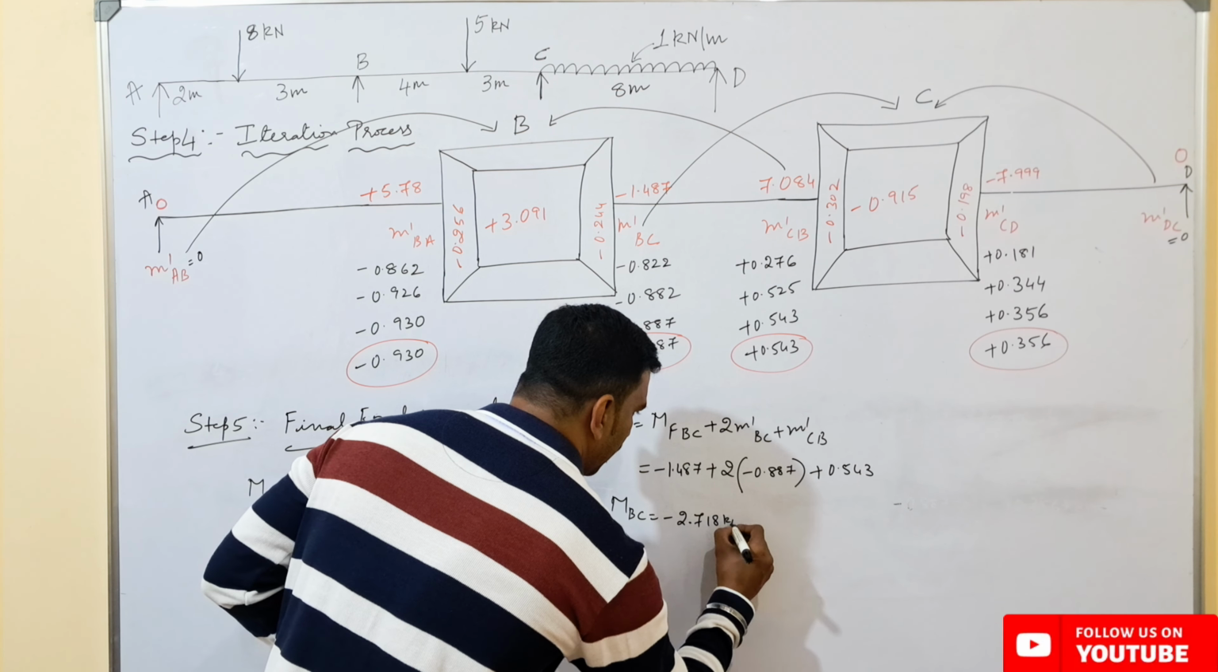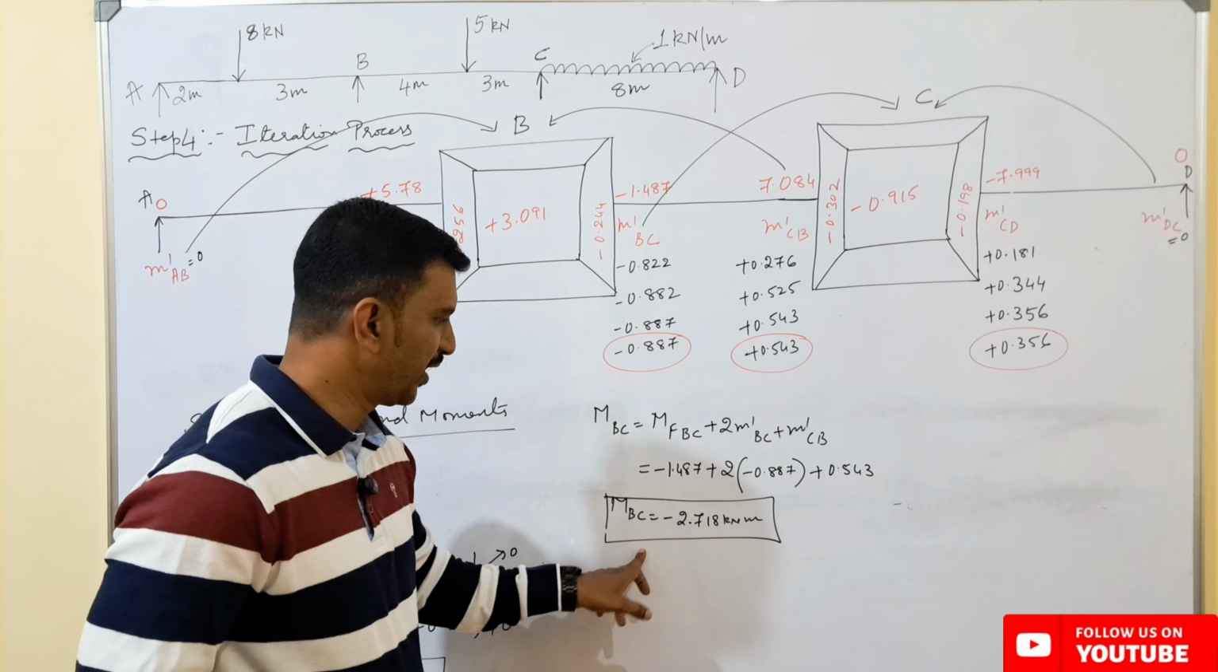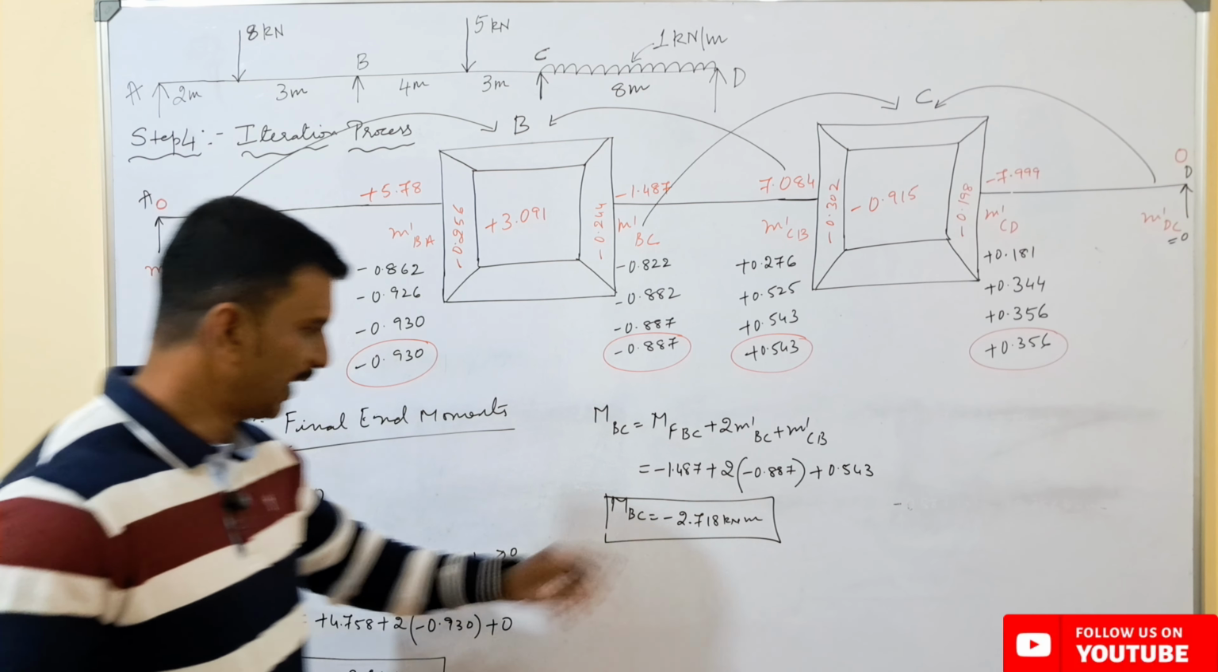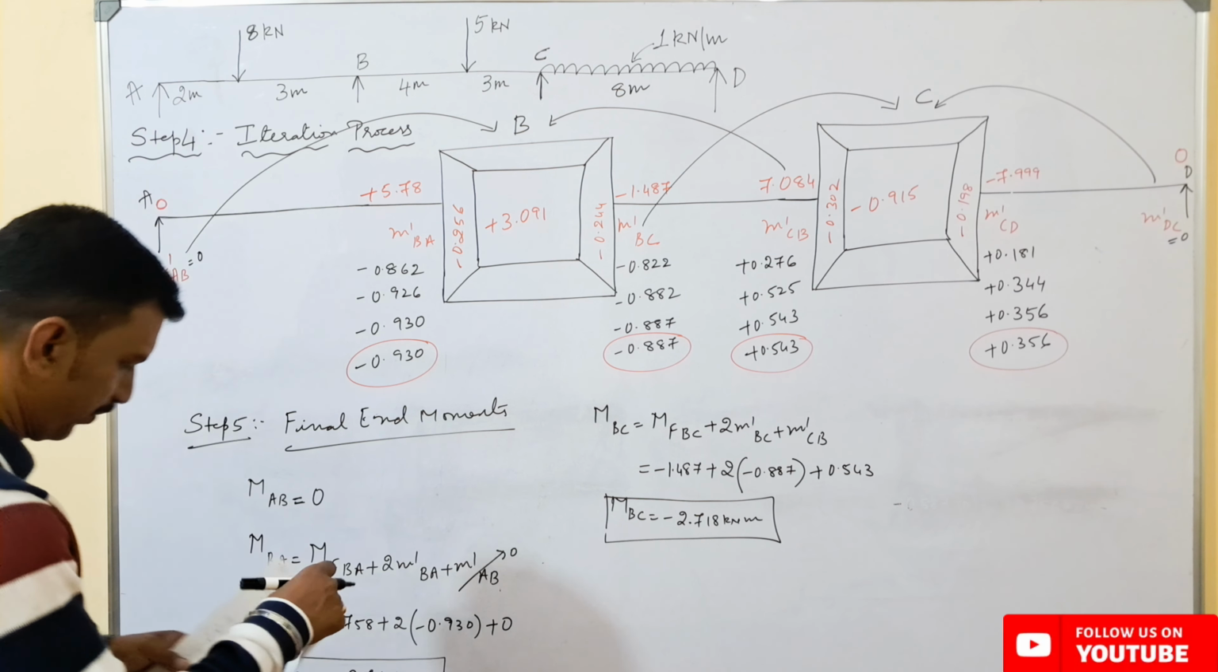So the final end moment for point B to C value we are having is minus 2.718 kilonewton meters. So we can observe here at point B, from B to A it is plus 2.718. So from B to C it is minus 2.718. That means the calculation is correct because we are having an equal and opposite moment.